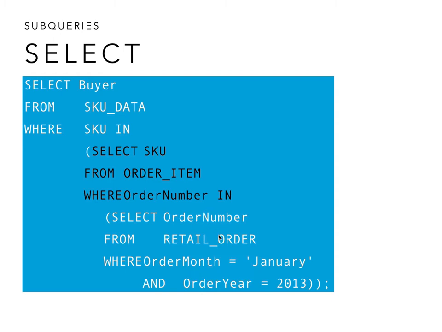So we're going to select order numbers where the month is January and the year is 2013. Those are the only orders that we're considering. And then we're selecting SKUs from order item where the order number is in here. And then we're selecting the buyer from SKU data where the SKU is in this list. Can you map out what question is being answered by this query?